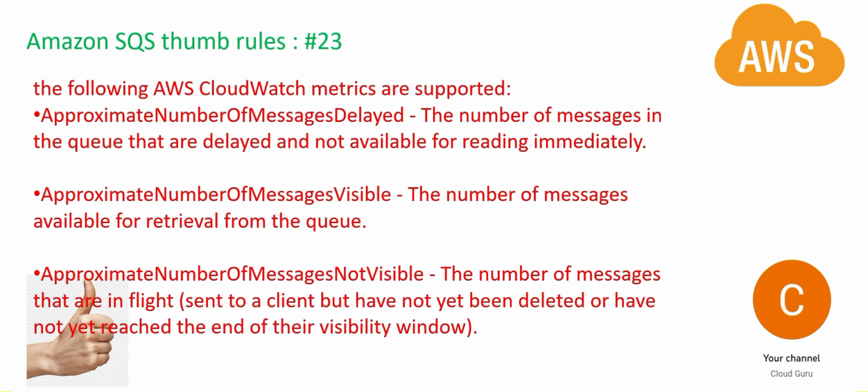The other thing is the second one, approximate number of messages visible. What it means is the messages are available.